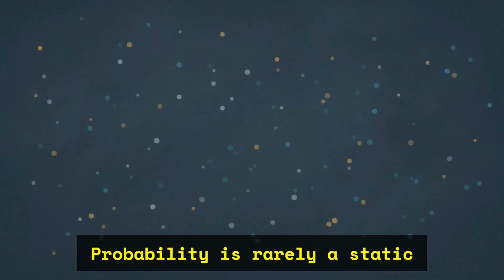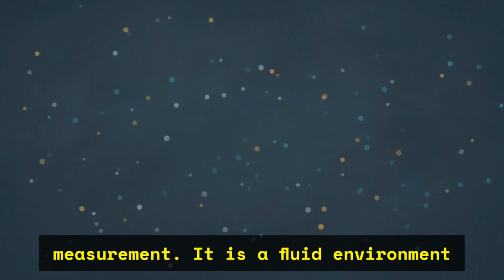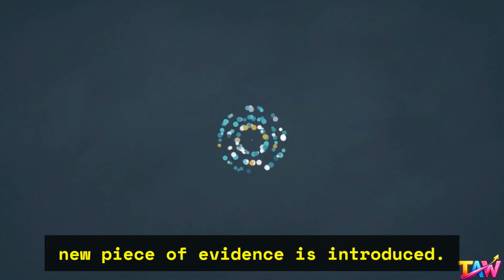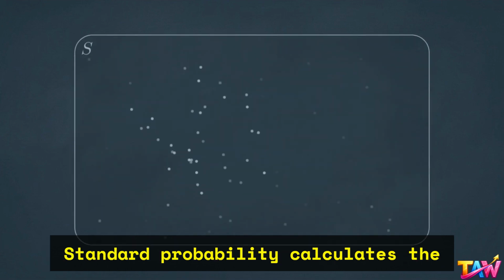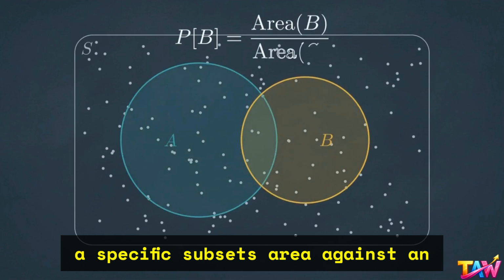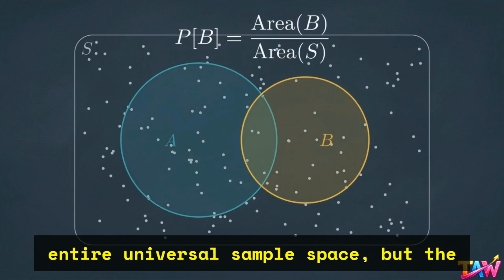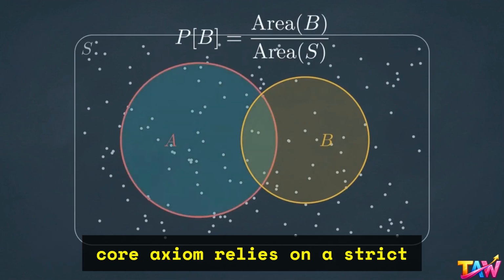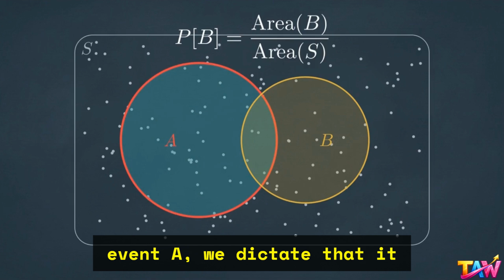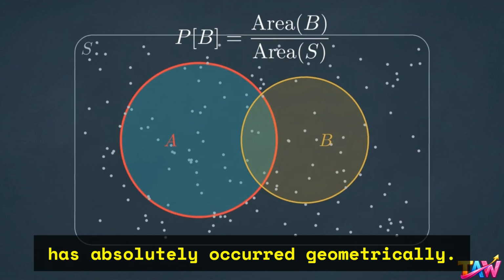Probability is rarely a static measurement. It is a fluid environment that violently shifts the moment a new piece of evidence is introduced. Standard probability calculates the likelihood of an outcome by measuring a specific subset's area against an entire universal sample space. But the core axiom relies on a strict parameter. When we condition on event A, we dictate that it has absolutely occurred.